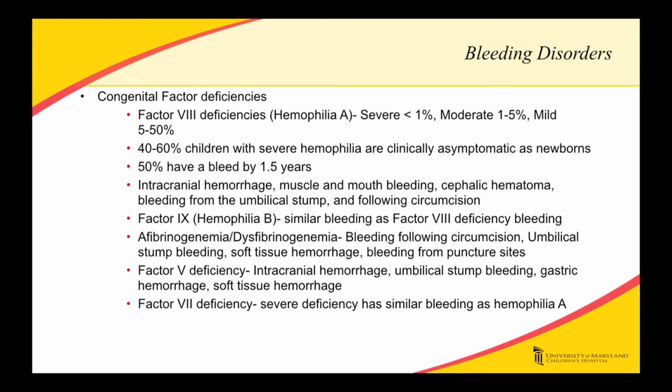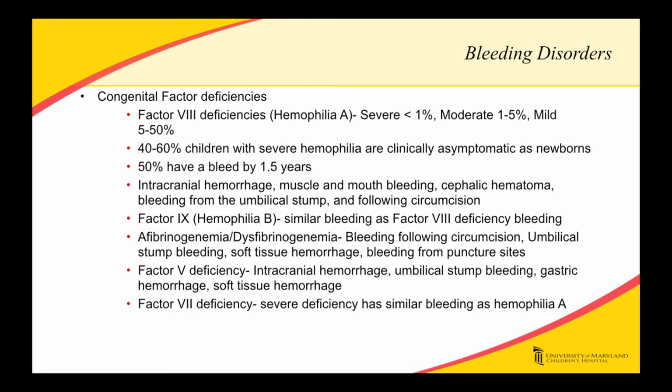So congenital factor deficiencies like hemophilia A: if your factor 8 is less than 1%, you are considered severe. Moderate if it's 1 to 5, and mild if it's 5 to 50. 40 to 60% of children with severe hemophilia actually are clinically asymptomatic as newborns. 50% have a bleed by the age of 1.5. They can have intracranial hemorrhage. They can have a muscle or mouth bleed, a cephalohematoma, bleeding from the umbilical cord, and also following circumcision, but they don't have to. So them not bleeding after circumcision still does not mean that they couldn't have hemophilia, because that's not like a 100% test. Factor 9, they usually typically bleed like a factor 8 deficiency patient.